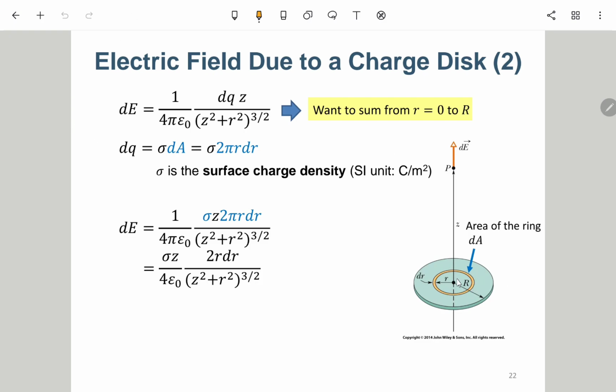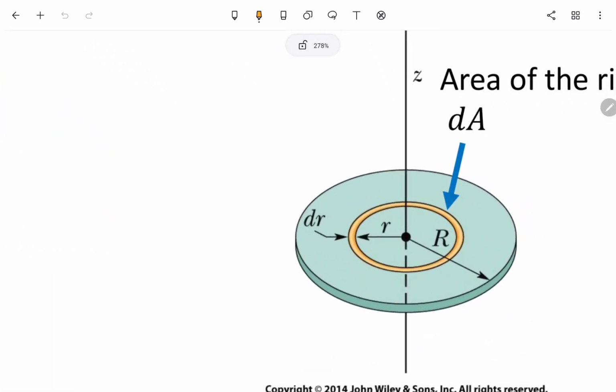Okay, so here we consider this dr is very thin, very short. You can try to consider something like you try to cut this ring out, and then you try to expand it, and then it becomes a rectangle, something like this.